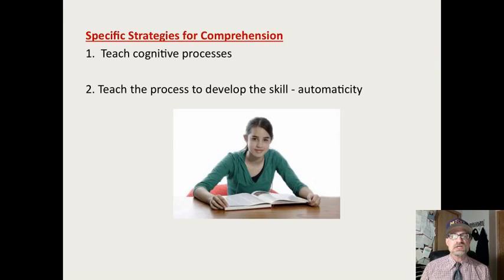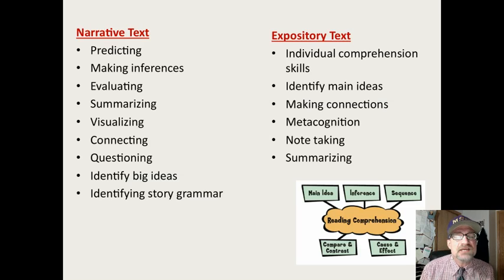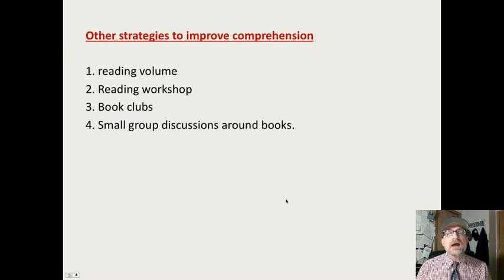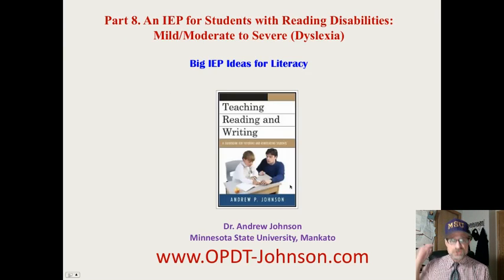So, strategies for comprehension. Know that to teach comprehension, you are teaching cognitive processes, thinking processes related to comprehension. You teach the process to develop the skill, so they do it automatically as they read, automaticity. Here are cognitive processes related to narrative text, and we do narrative text different than expository text. That's story, informational text. Here are cognitive processes related to reading a textbook. And again, you can get my textbook and you see a bunch of strategies there. Here are other strategies. I want to see the specific strategy.